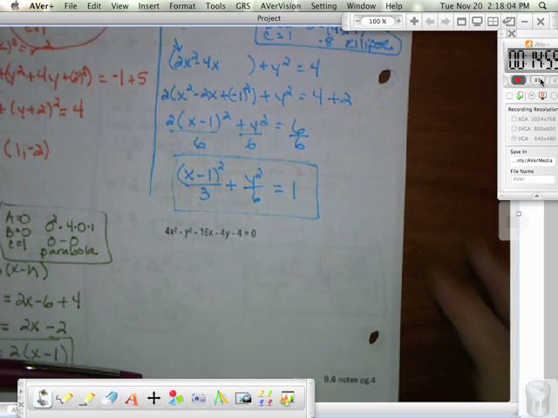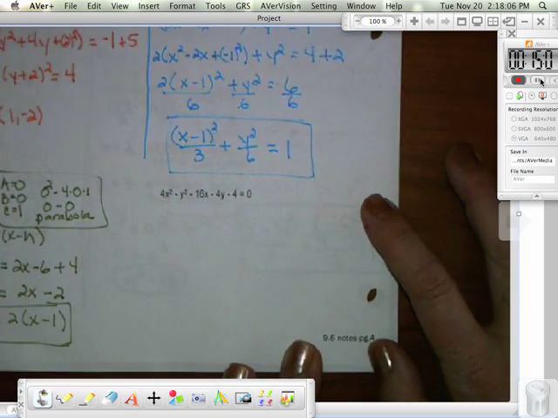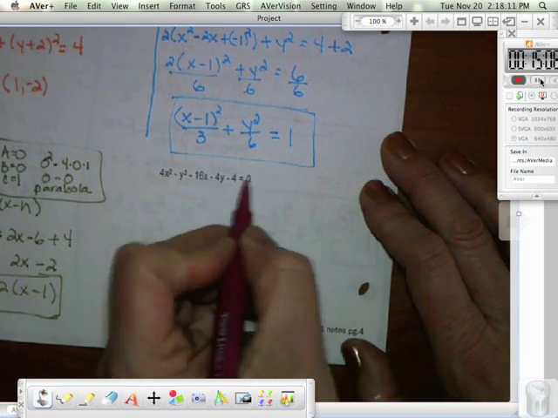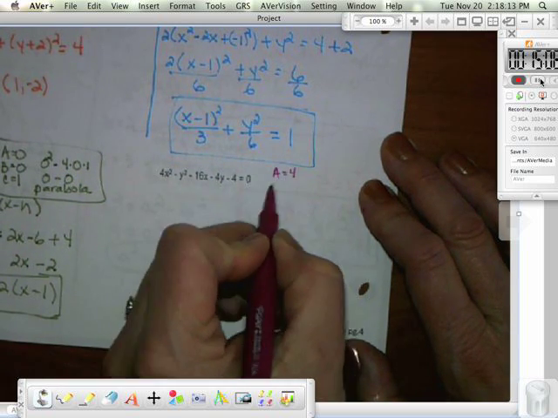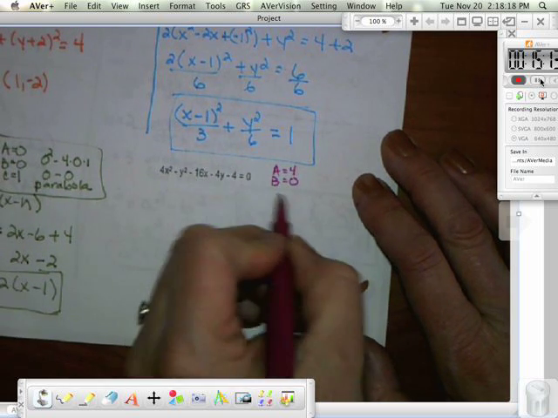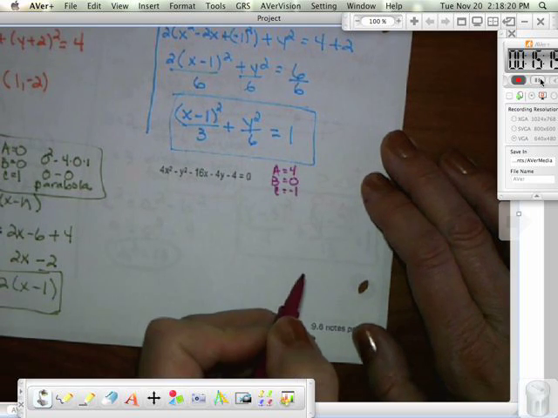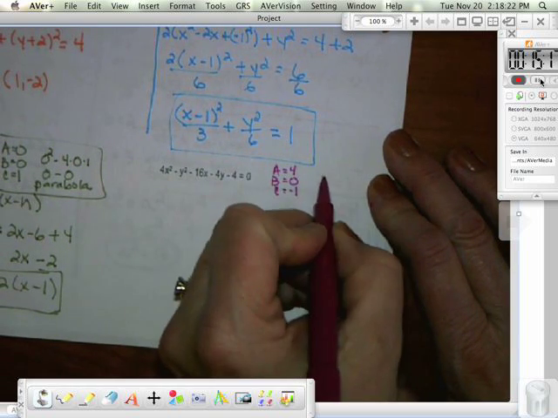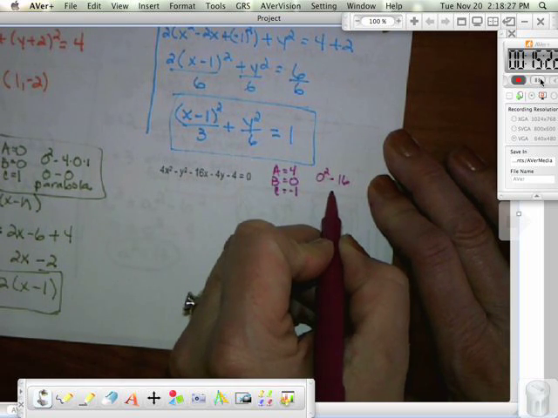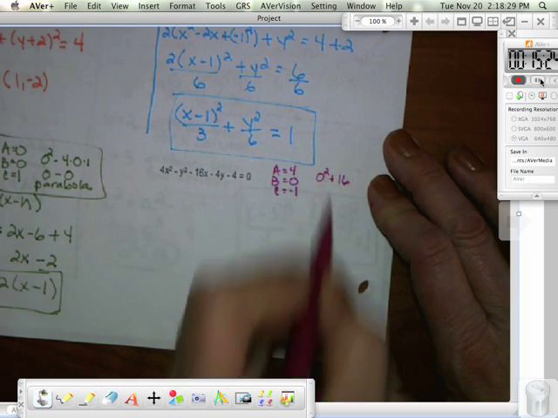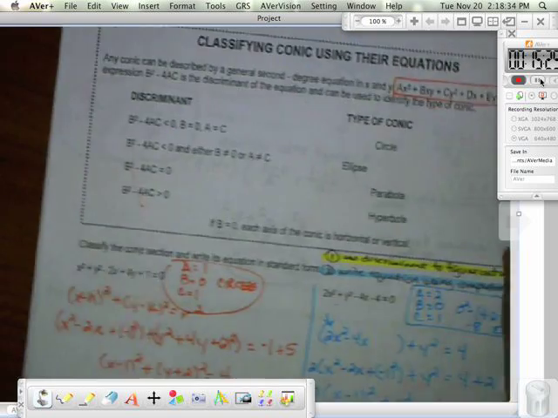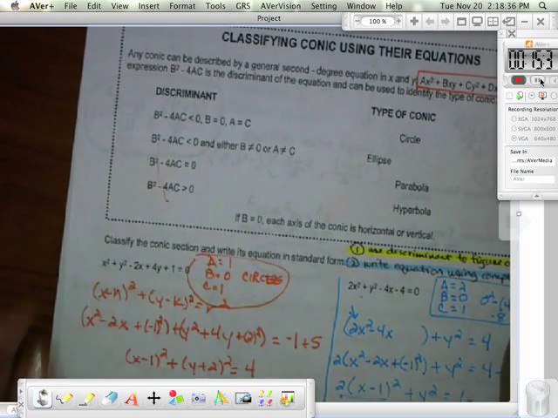Okay, last but certainly not least, you could probably guess we have to do a parabola. So if I identify A as 4, B is 0, you're probably seeing that pattern. B has been 0 for all of these. And C is negative 1. If I do B squared minus 4AC, 0 squared minus 4 times 4 times negative 1, it's going to be 0 plus 16. And it says right here, if B squared minus 4AC is greater than 0, it's a hyperbola.